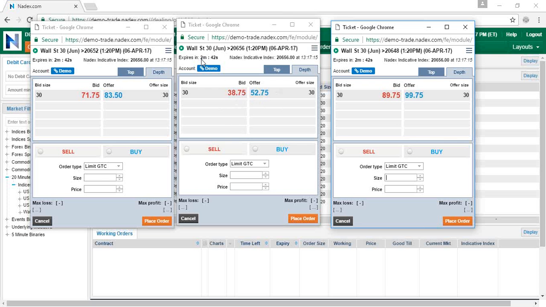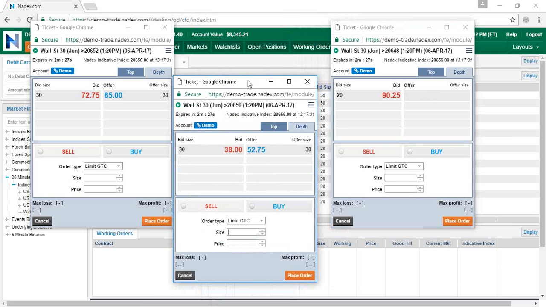Now let's just watch it here as we get closer to expiration. Notice this one over here, boom, there's nothing even on this side. You can't even buy it, right? Again, at expiration, a binary has to be worth either 0 or 100, okay?